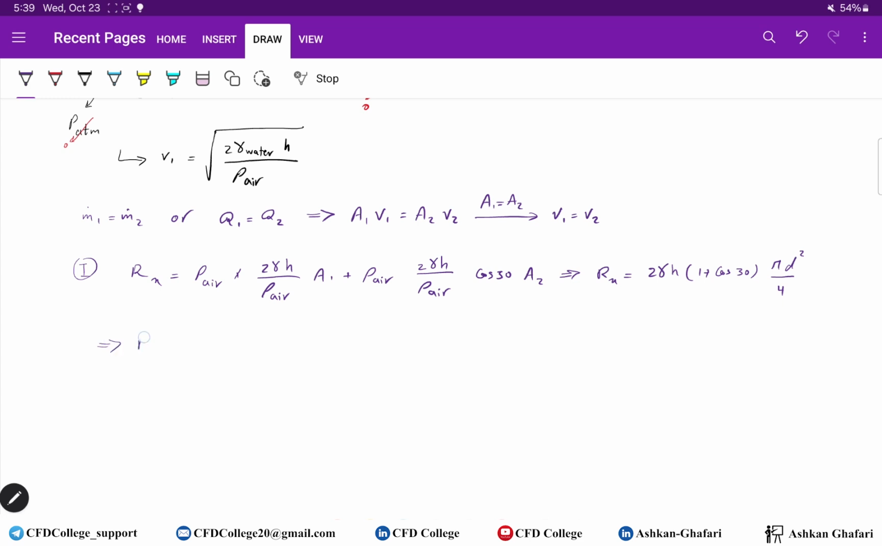Now the values: Rx equals 2 times gamma 62.4 pounds per cubic feet times h 7 over 12 feet times 1 plus cosine of 30 times pi over 4 times 2 over 12 feet square. So Rx equals 2.96 pounds.